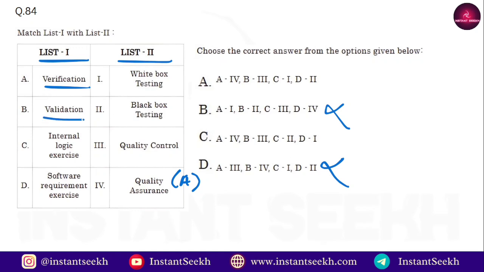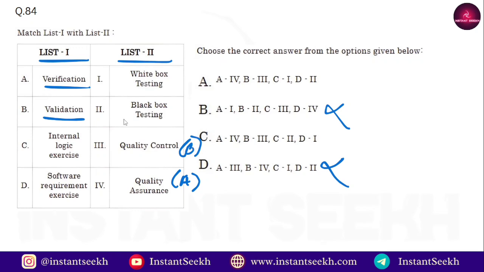Validation is the process of evaluating the final product to ensure it meets the business requirements as expected or not. So basically it is quality control, checking the quality at the end.